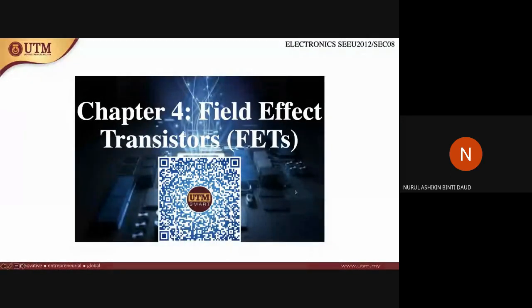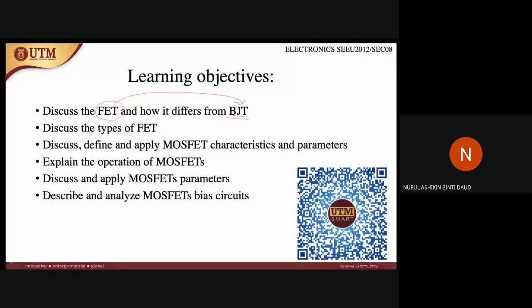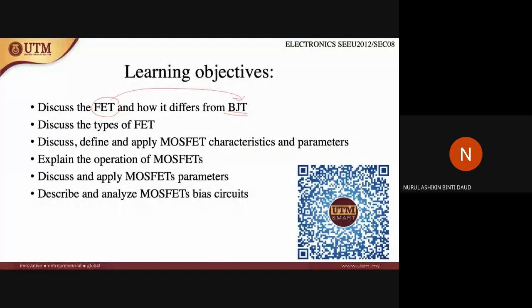All right, so chapter 4, field effect transistors or FETs. So for today, we're going to learn a little bit about FET, and how it differs from BJT, bipolar junction transistor. And then we're going to discuss the types of FET, and then we're going to focus more on MOSFET.